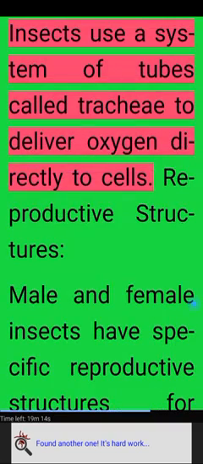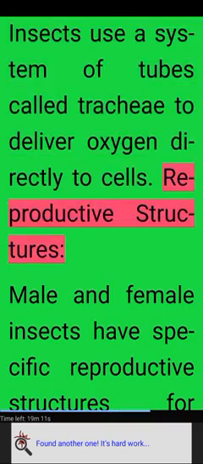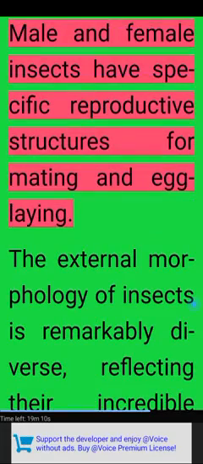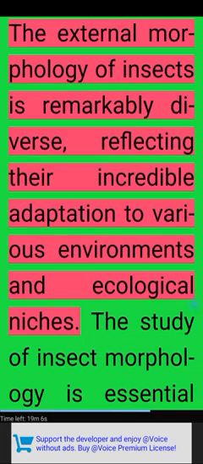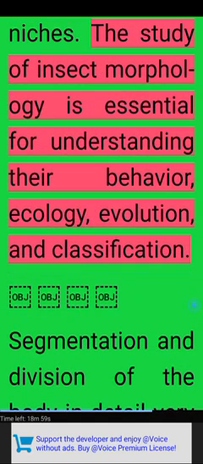Respiratory system. Insects use a system of tubes called tracheae to deliver oxygen directly to cells. Reproductive structures. Male and female insects have specific reproductive structures for mating and egg laying. The external morphology of insects is remarkably diverse, reflecting their incredible adaptation to various environments and ecological niches. The study of insect morphology is essential for understanding their behavior, ecology, evolution, and classification.